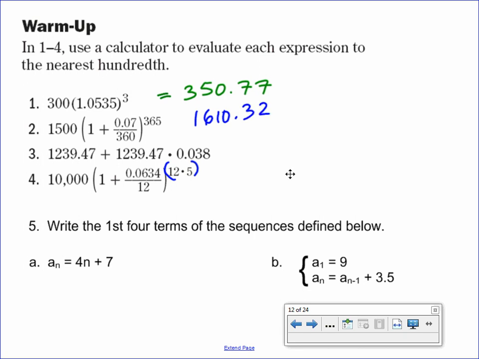1,610.32. Nice job. Raise your hand if you had the same in blue. The same in blue. Great. What did you get for the third one then? The third one, Katie? 1,286.57. And raise your hand if you had the same in red. You have the same one.